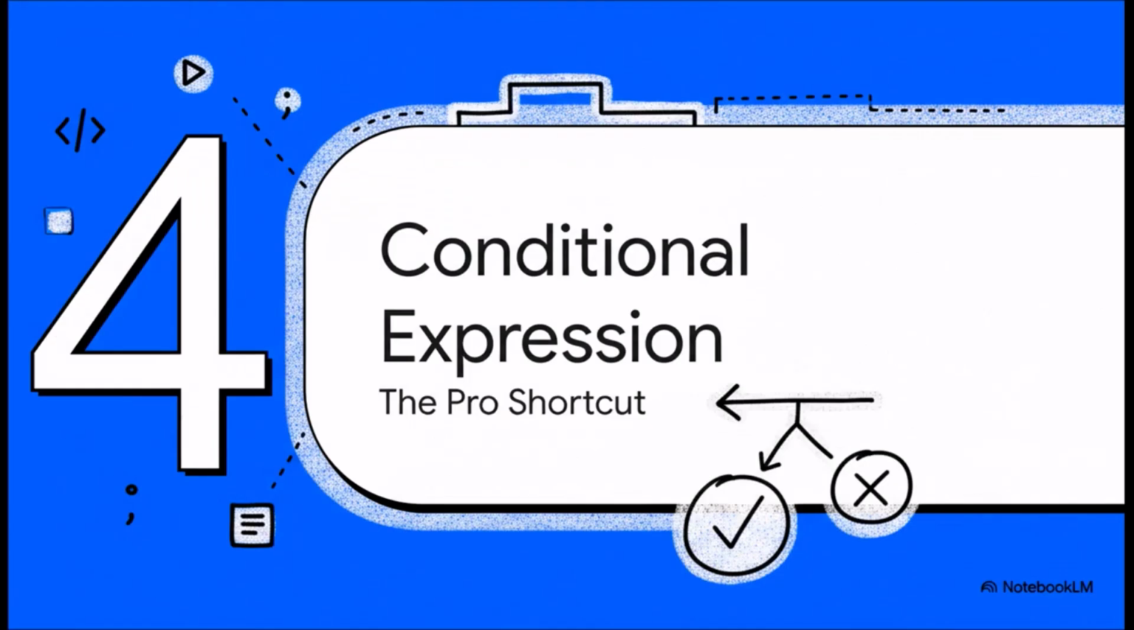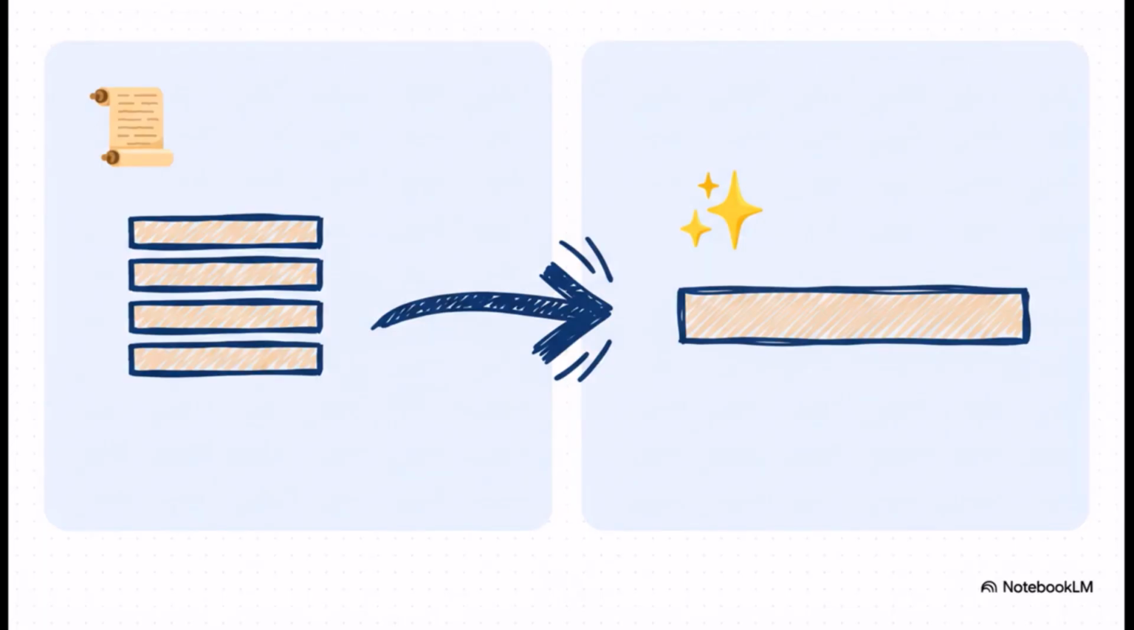All right, for our last concept, I've got a little pro tip for you. For those really simple if-else choices, Python gives us this really slick one-line shortcut that makes your code look so much cleaner. It's called the conditional expression. And I mean, just look at the difference here. It's night and day. On the left, you've got your standard 4-line if-else block. Totally fine. But on the right, the exact same logic packed into one clean, readable line.